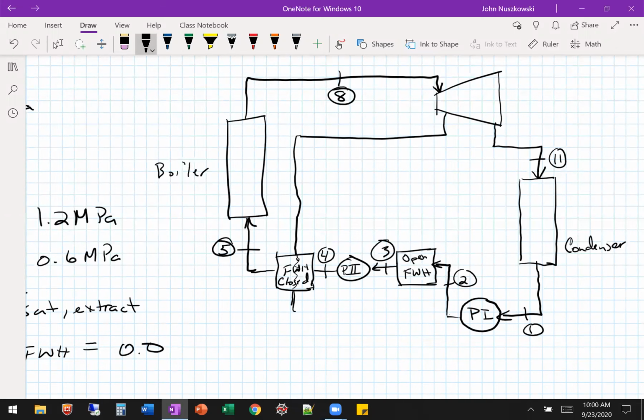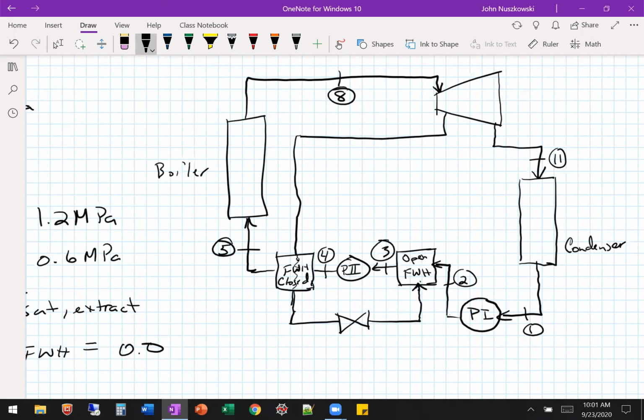Or, because we're at a different pressure than 5 and 8, we're at a lower pressure, we would have to pump it up to the boiler pressure, or we can drop its pressure. And that's what we see in this problem: we drop its pressure and take it to a lower pressure, to the open feed water heater, and just use that excess thermal energy to help preheat 2 to 3.